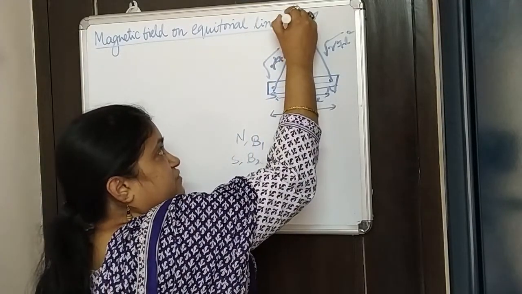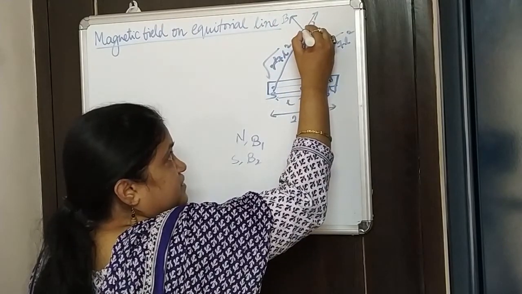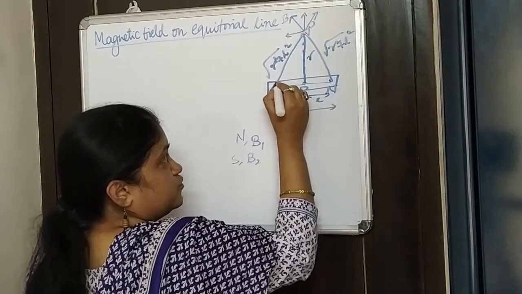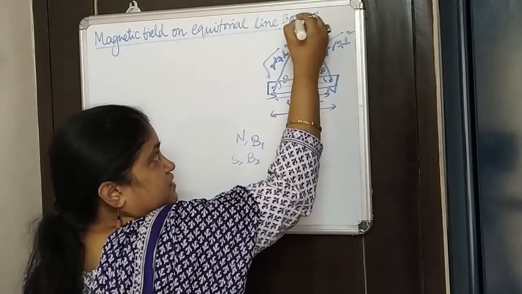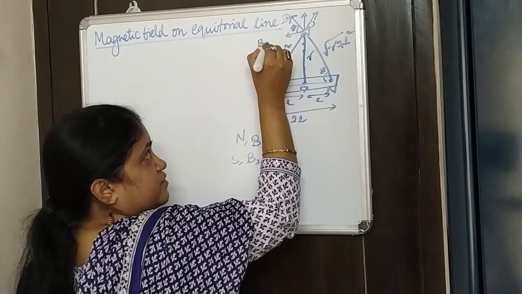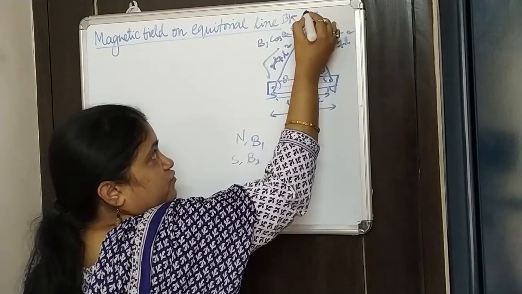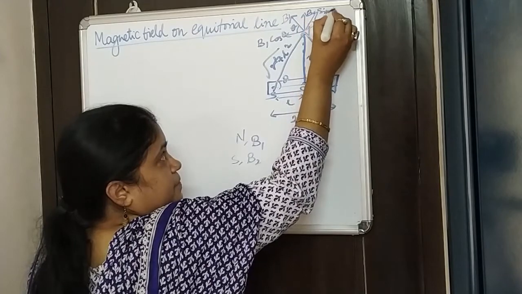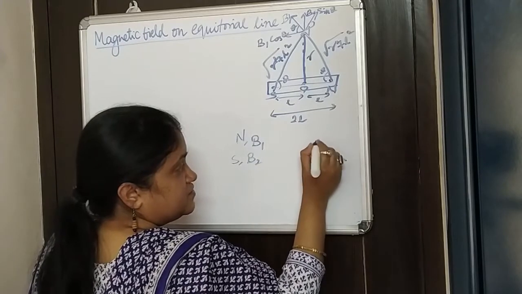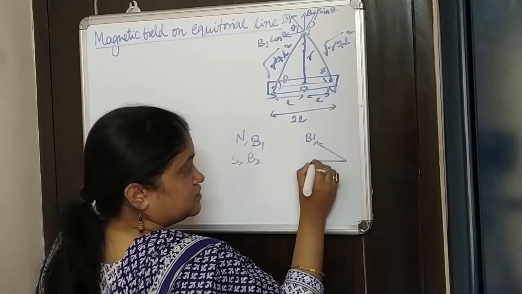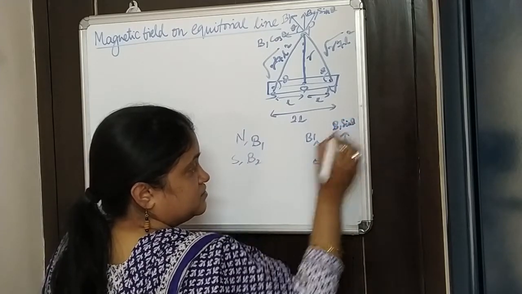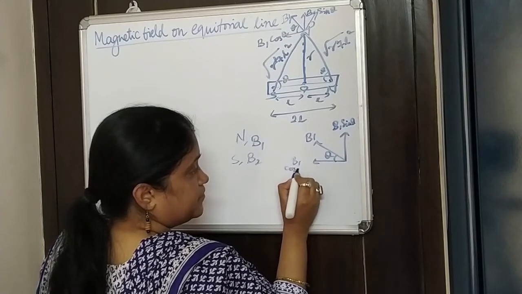So if this is B1, I can split it in two ways, like this and like this. So suppose this angle is theta, then we can say this angle is theta. So if this is B1, this side will be my B1 cos theta and upward will be my B1 sin theta, right? So I will show again that if this is B1, this is theta, this is B1 sin theta, and this is B1 cos theta.